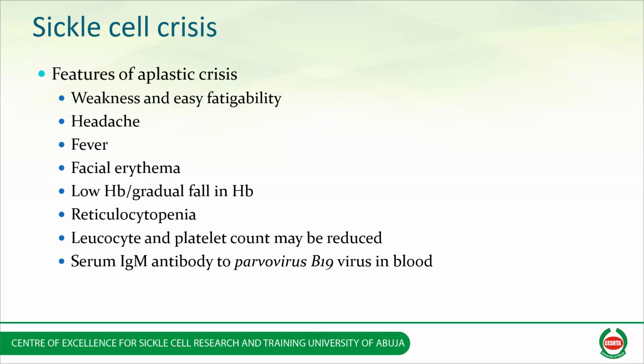Then for aplastic crisis, there's reticulocytopenia, while in sequestration crisis, there's reticulocytosis. There is another difference. Then leukocyte and platelet count may be reduced, and serum IgM antibody to parvovirus B19 virus in blood will be positive.